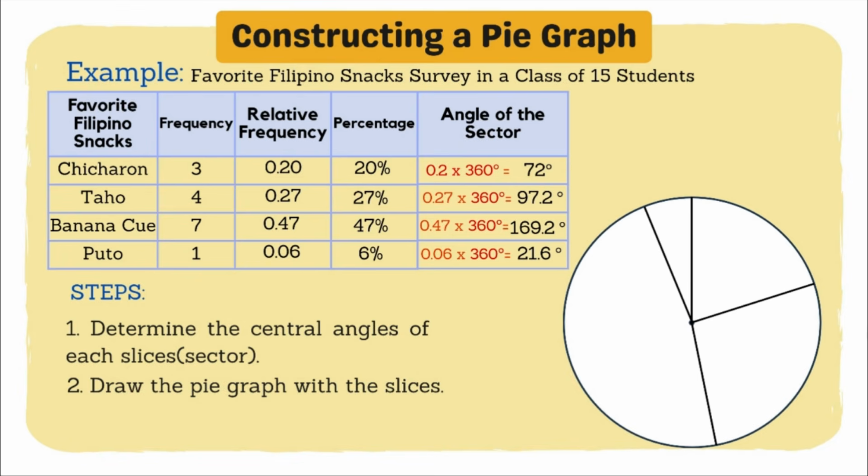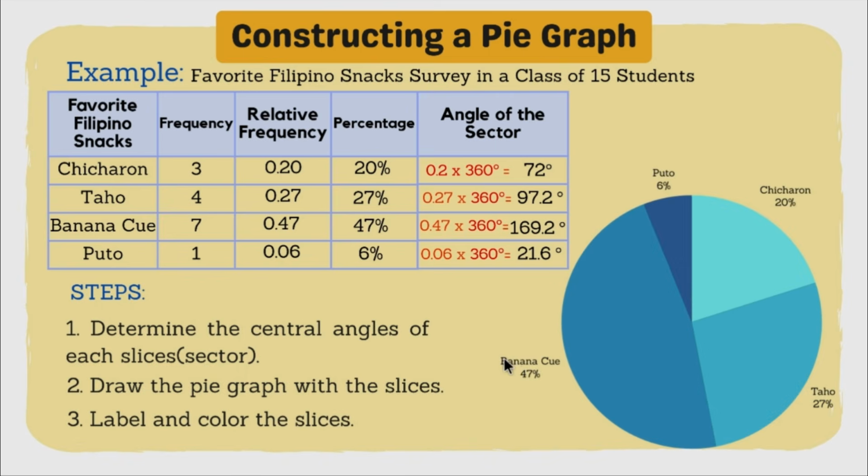Okay, now that we have all these slices or the angles formed, we can now proceed sa atin pong step 3, which is to label and color the slices. Okay, so we can actually use different kinds of colors for every category. And of course, we can also write here the labels. Mahalaga po itong labels para po mas maging effective yung atin pong pie chart.